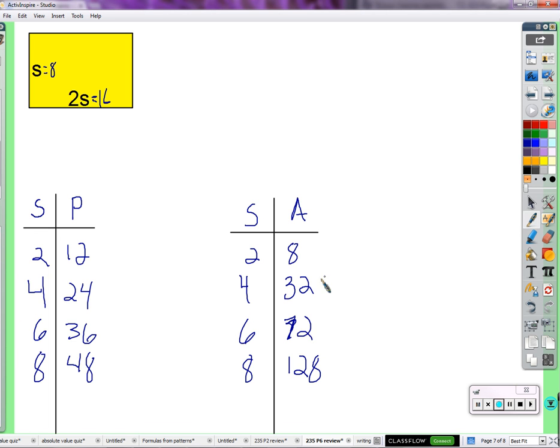Wait, what is that even up there? What is that number? 60? That looks like a 67. Yeah, it's 128. This is S, and this is 2 times S.